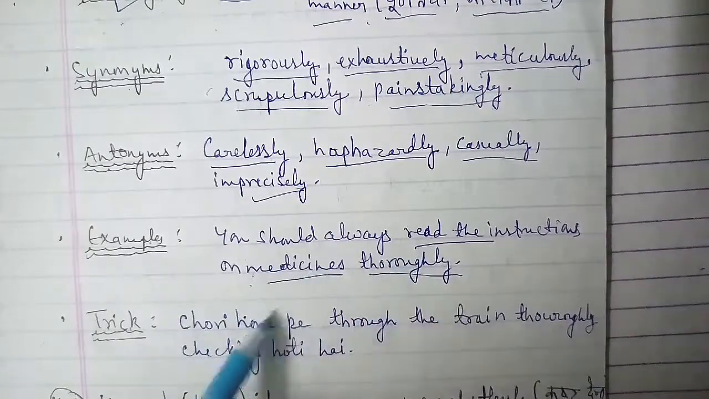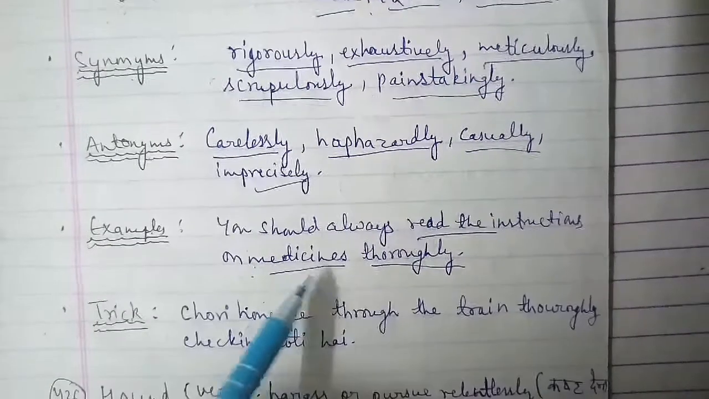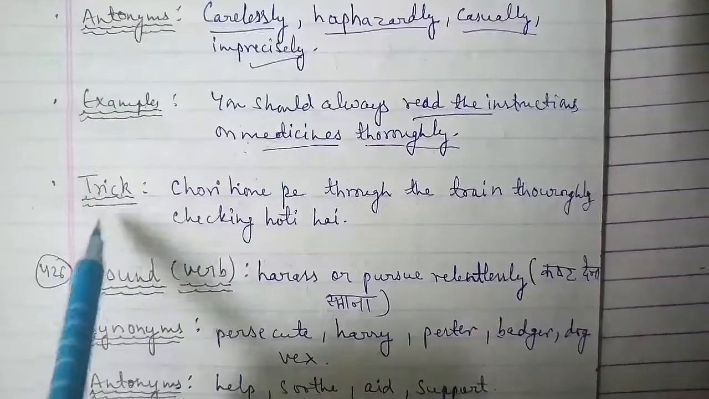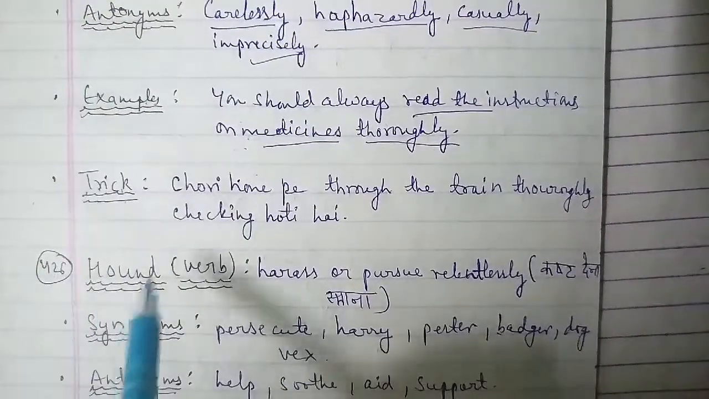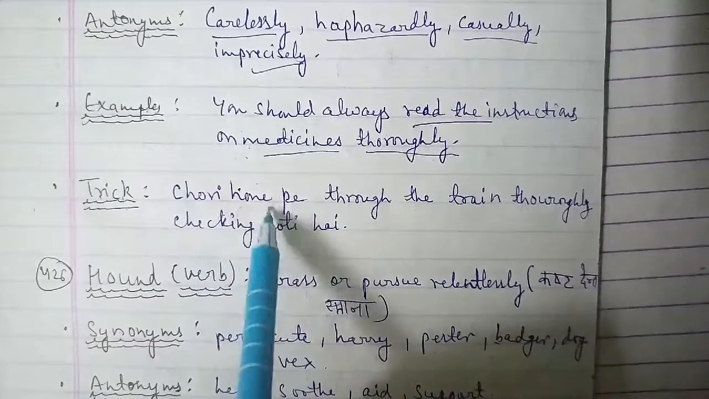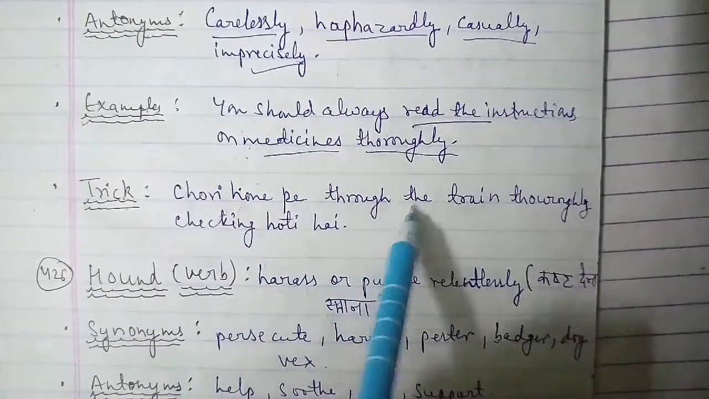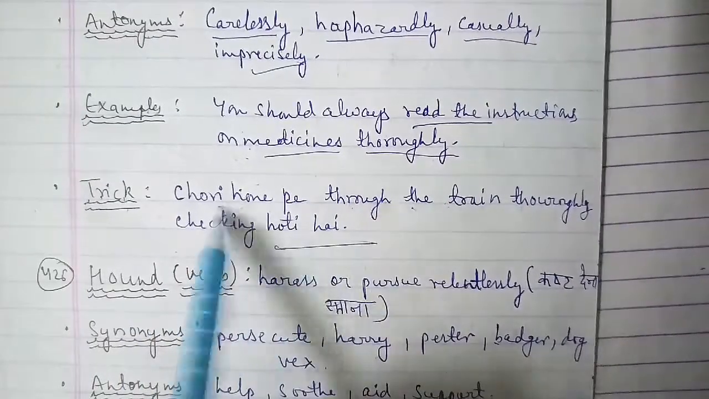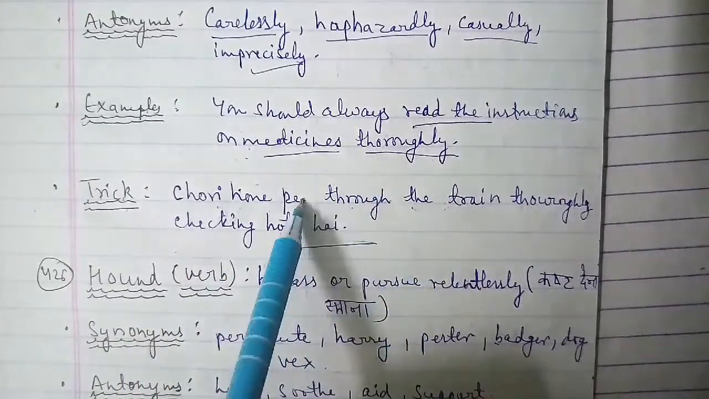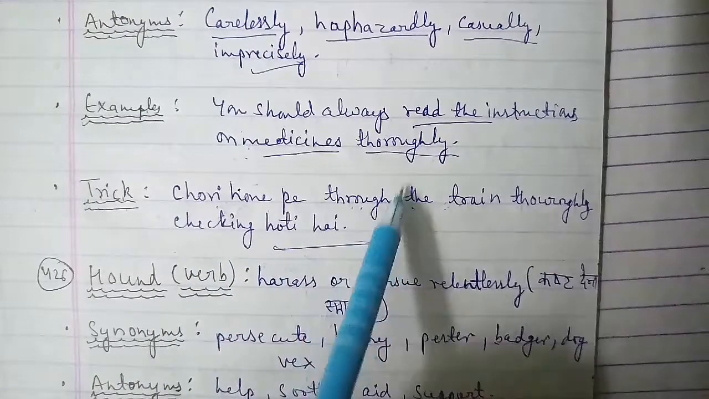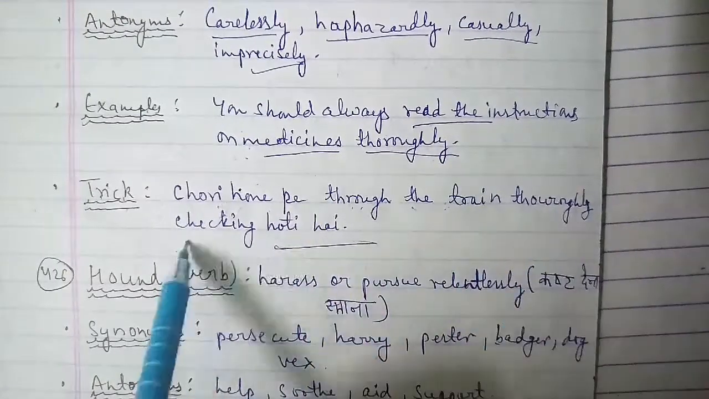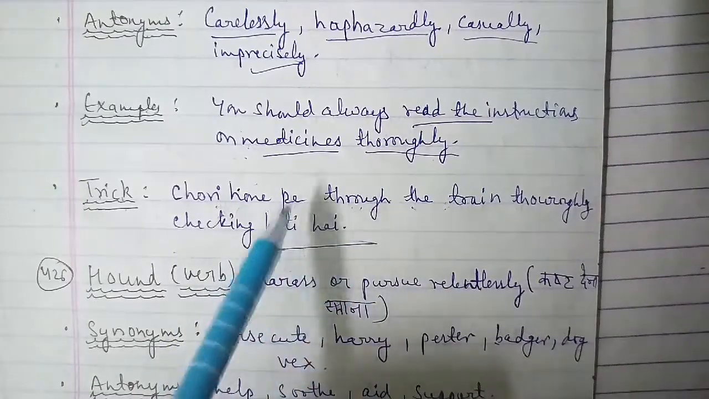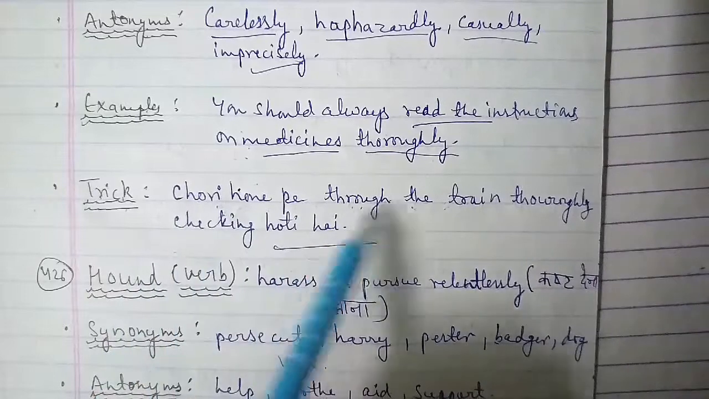Now the trick to learn this word thoroughly is: चोरी होने पे थ्रू द ट्रेन थॉरली चेकिंग होती है. अगर ट्रेन में, फॉर एग्जांपल, चोरी हो जाती है, तो चोरी होने पर ट्रेन में थॉरली चेकिंग होती है, बहुत ही बारीकी से चेकिंग होती है कि किसने वो चीज़ चोरी की है. तो उस हिसाब से, चोरी होने पे थ्रू द ट्रेन थॉरली चेकिंग होती है. तो इस तरह से आप उस वर्ड को थॉरली याद कर सकते हैं. Okay, and thoroughly का मतलब होता है पूर्णतः, बारीकी से in Hindi.